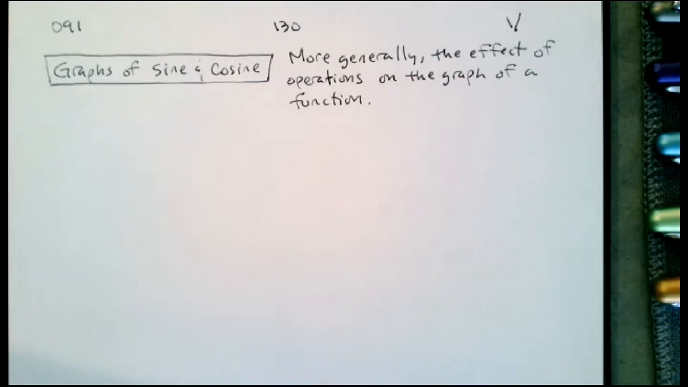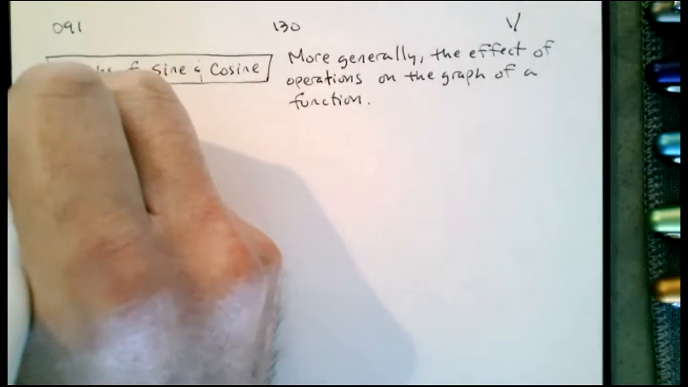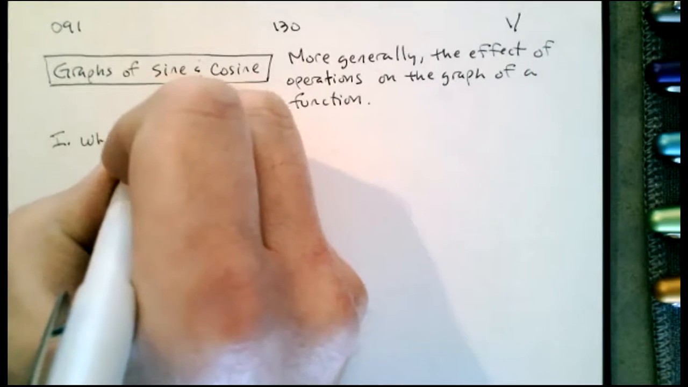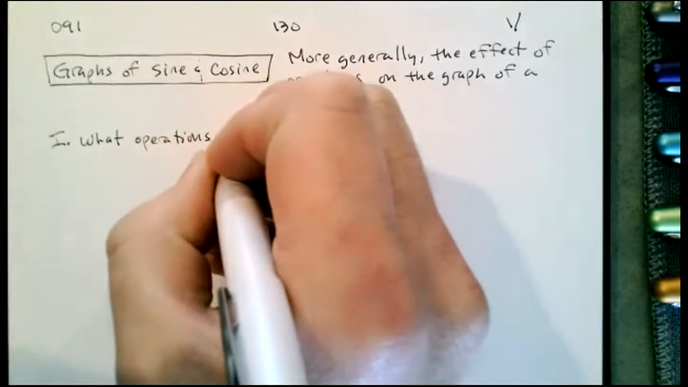So let's talk about the operations that we want to perform, and let's talk about when we want to perform the operations. What operations will we be performing? Let's start off with that. What operations, and what do they do?